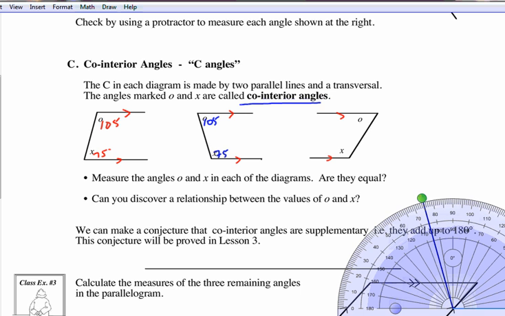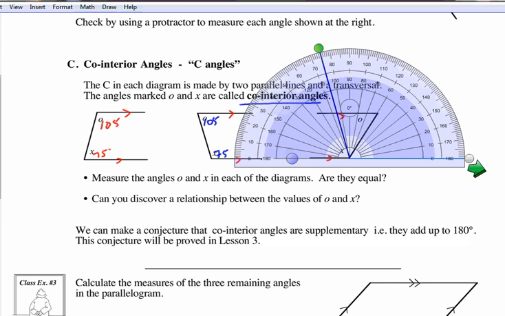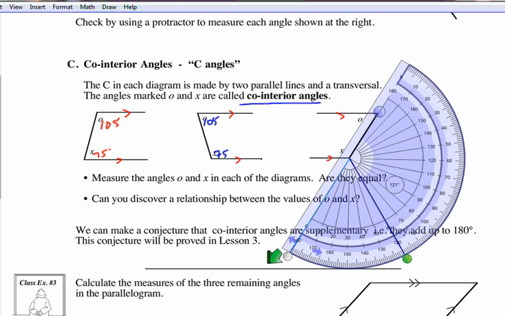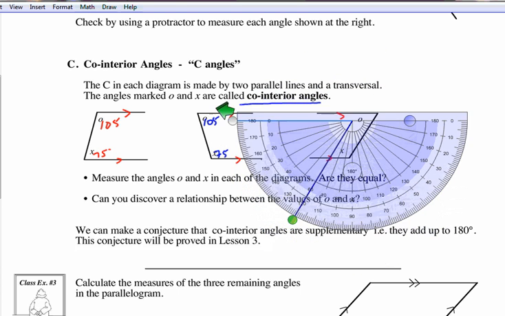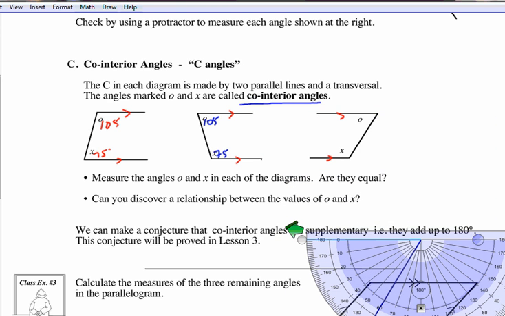So what's so special about each one of these? Okay, let's do one more. I don't think that second one was supposed to be identical, but it was. So we have a 60-degree angle at the top, and then if we rotate and measure O, the bottom one is 120.